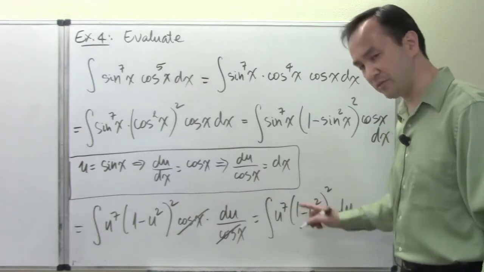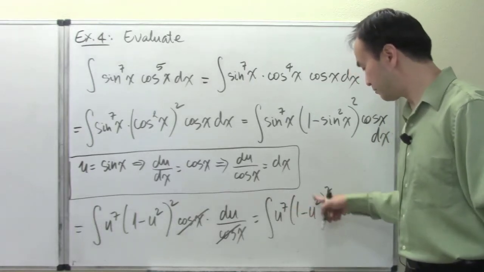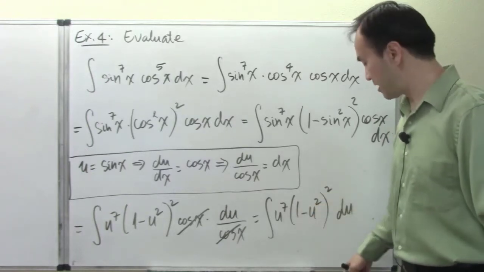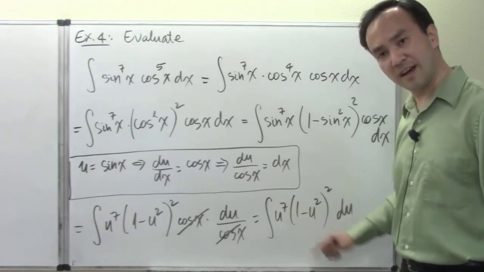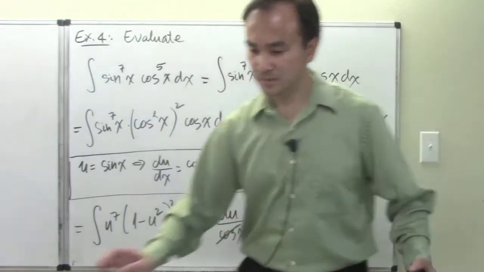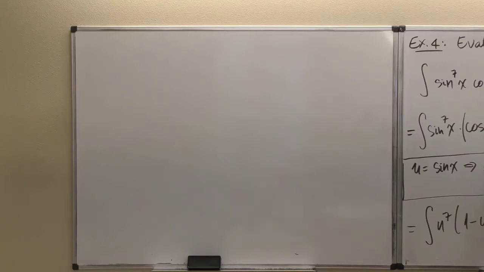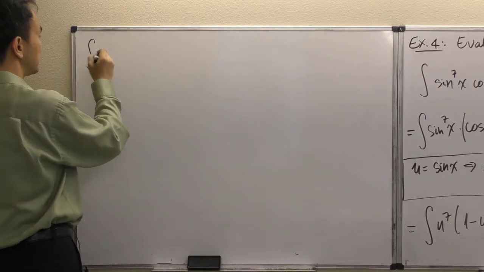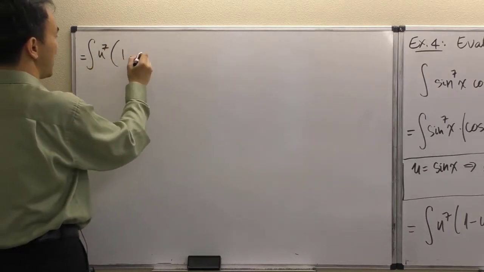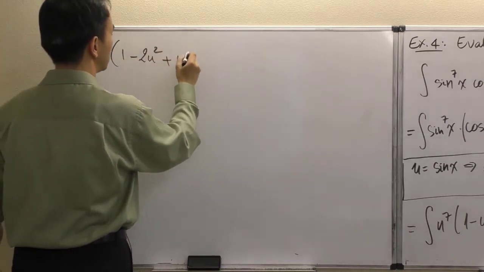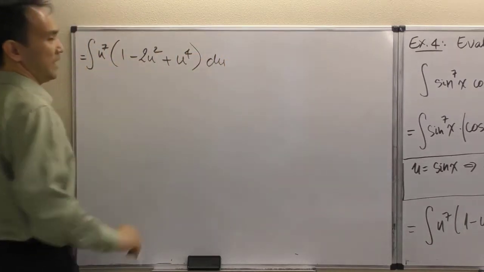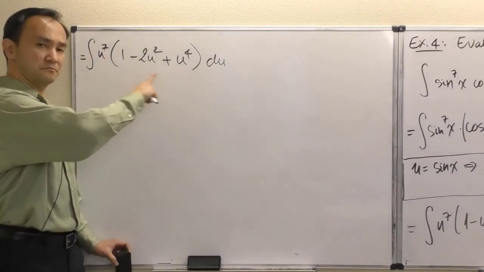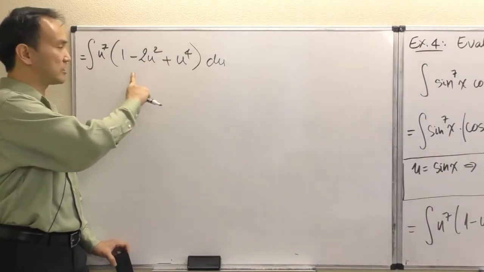It's completely in terms of u, and it's just simply a matter of foiling out that 1 minus u squared, and we're going to end up with a polynomial. And of course, we're going to distribute that u to the 7th. So on my next board right there, okay, on my next board, the integral becomes u to the 7 multiplied with 1 minus 2u squared plus u to the 4th right here, du. And again, feel free to pause my video lesson here at any time to double check for yourself how I got this.